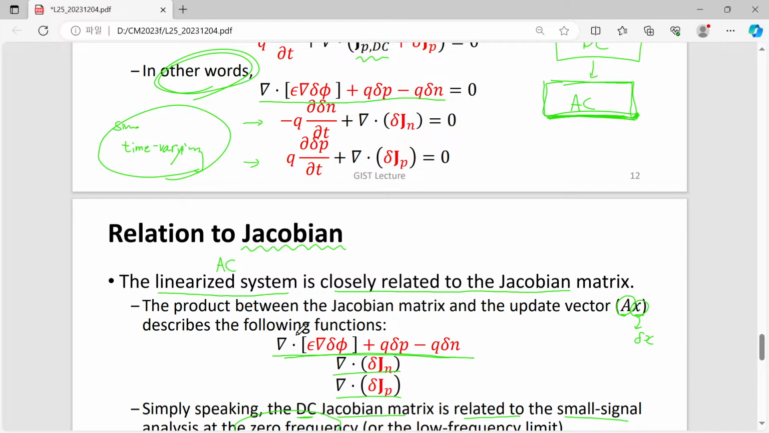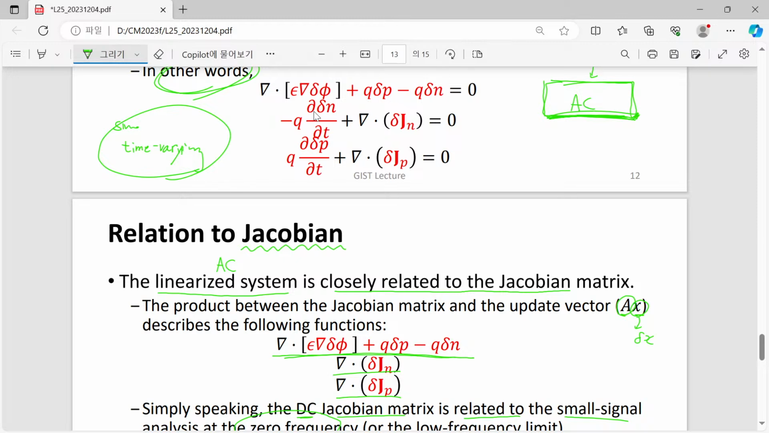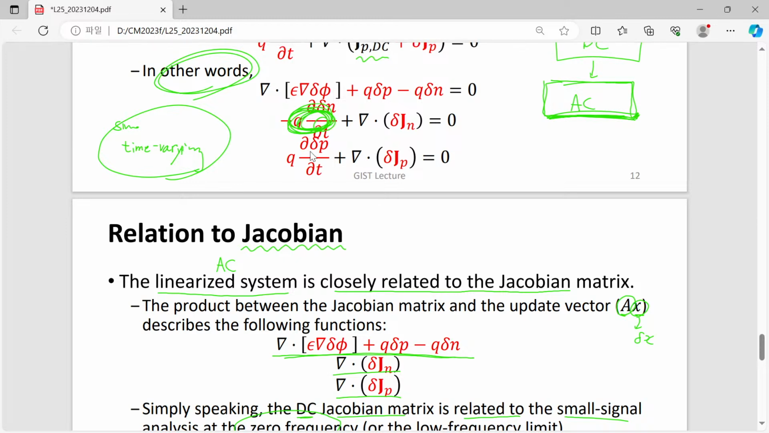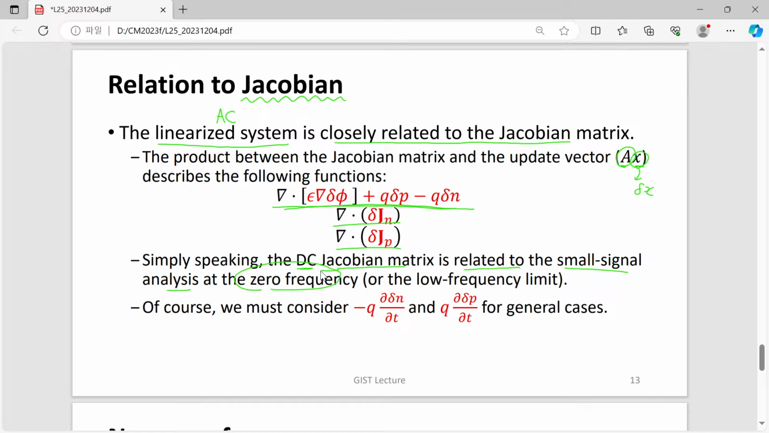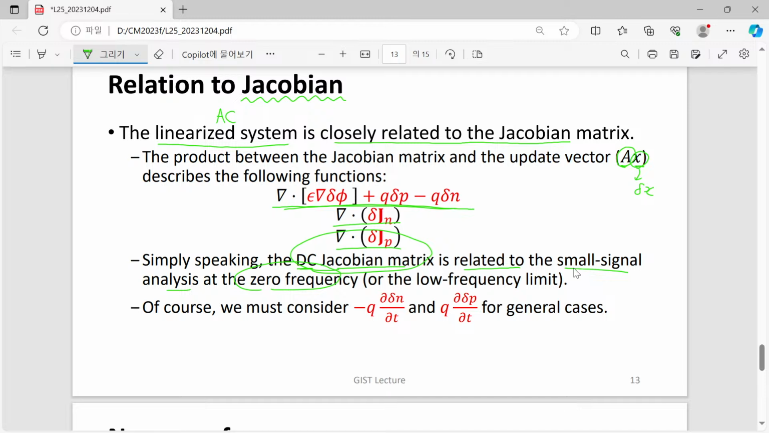by our DC case. So if we have zero frequency or quite a low frequency case, then this time-dependent term or time derivative term can be really negligible. In this limit, we find that the DC Jacobian matrix is closely related to the AC system. Of course, we must consider these two terms separately for the non-zero frequency case.